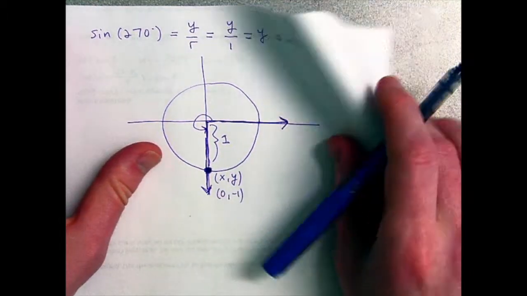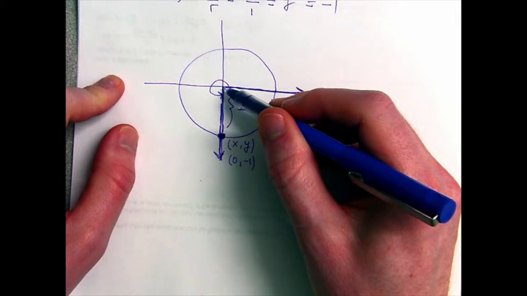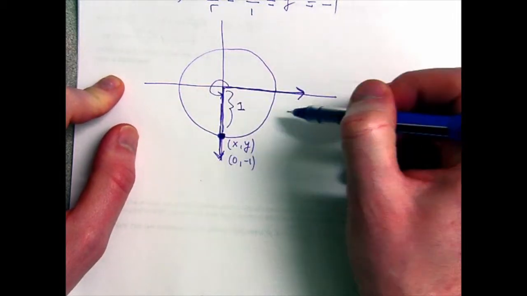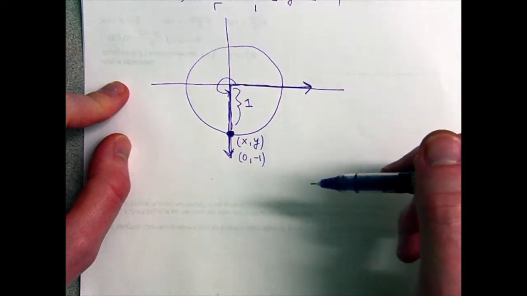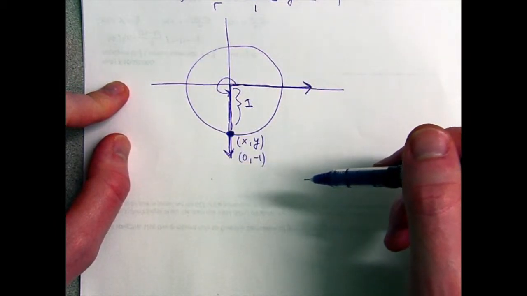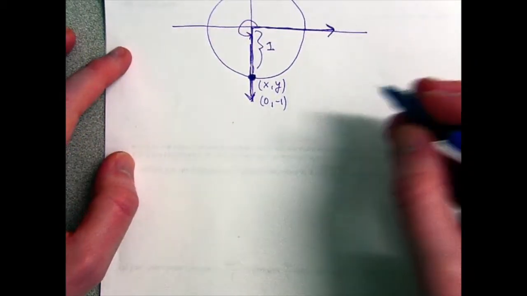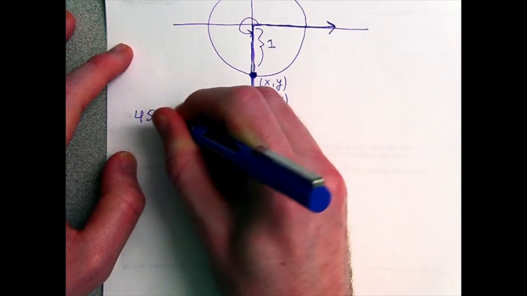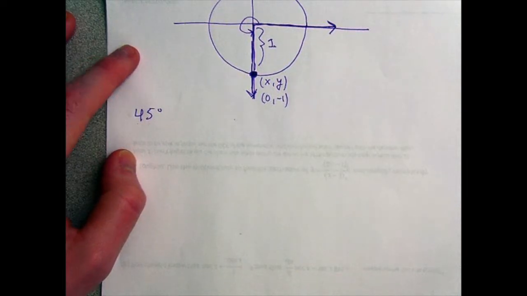On the other hand, if I pick an angle which is not on one of the axes, that is not 90 or 180 or 270 or 0, it's a little less obvious how to find the coordinates of this point. And today we're going to talk about how to find the coordinates of the intersection point for some other angles. So let's just start by considering 45 degrees. Let's suppose that I want to find the sine, the cosine, and the tangent of 45 degrees.